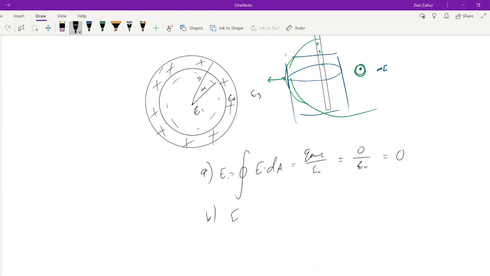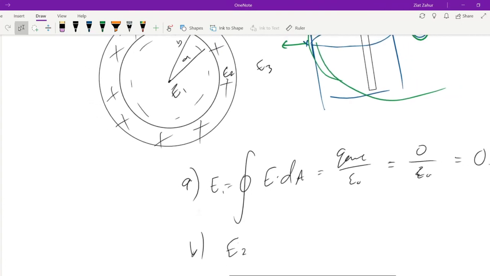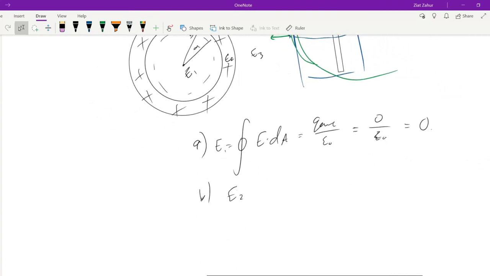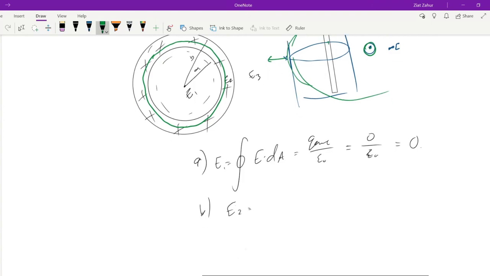Part B, E2 on the inside. This is where it's interesting. Again, use Gauss's law. So you are encapsulating a certain sphere of charges based on your radius as your radius changes from A to B.